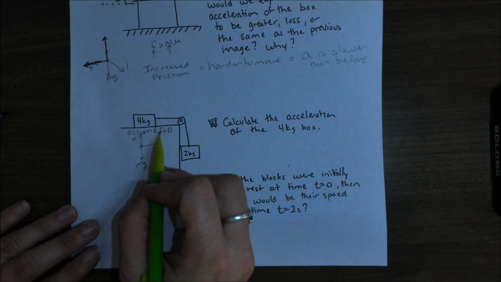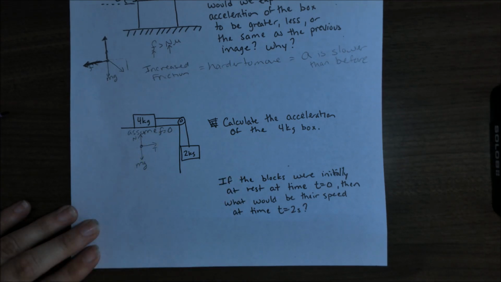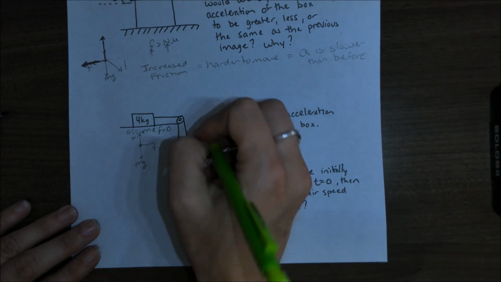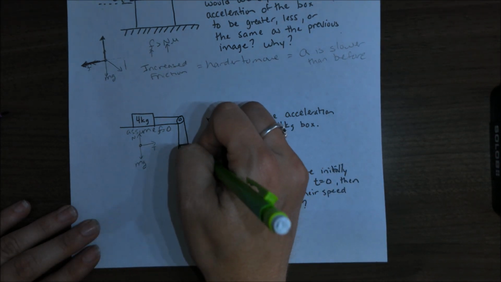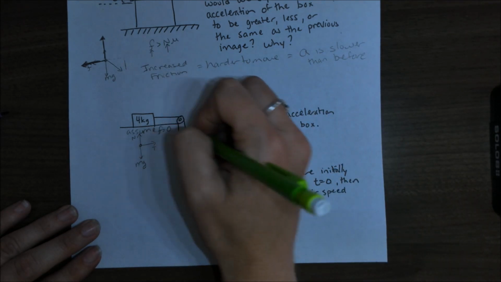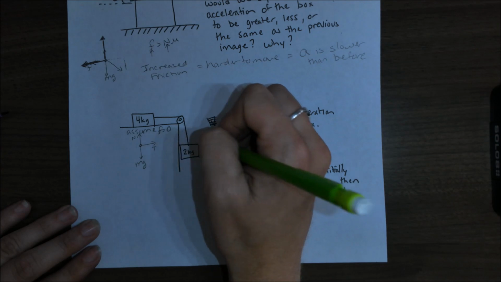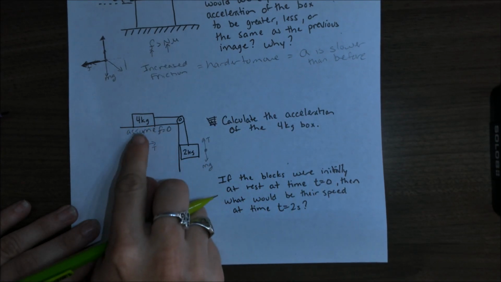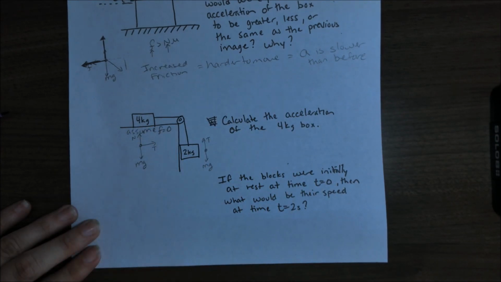But because we have that smooth surface, we'll assume 0 friction. For our box over here, we have mass and gravity. We have its weight pulling it down. We do have the tension force holding it up. It's not on a surface like this one, so we don't have a normal force.